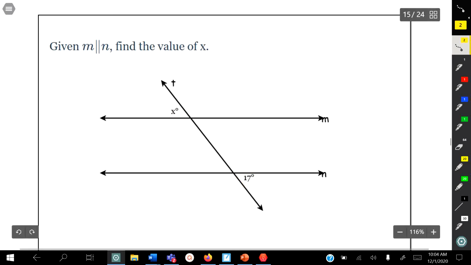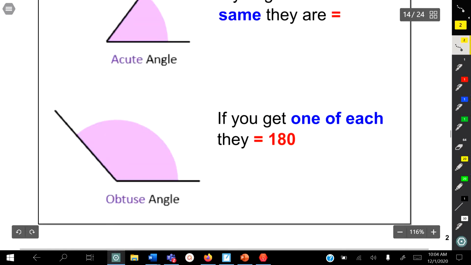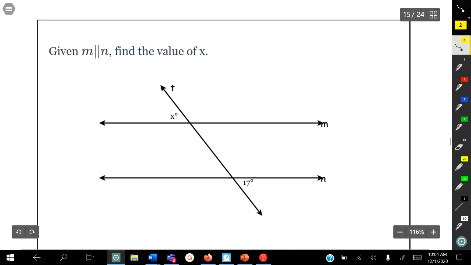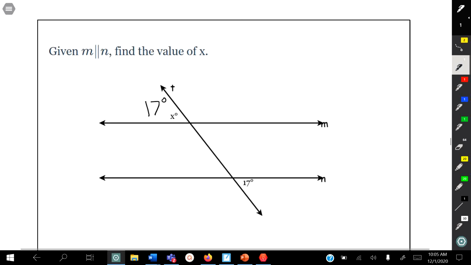So like I said, this is what you want to do. You ask yourself, if you get two of the same, they're equal, but if you get one of each, they're 180. So we're going to look and see what type of angle they are. This is an acute angle. It's less than 90 degrees. This is an acute angle. It's obviously less than 90 degrees. It's 17 degrees. So what does that mean? That means this angle, or X, is 17 degrees. That simple.